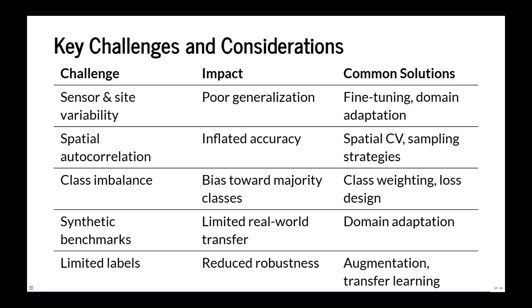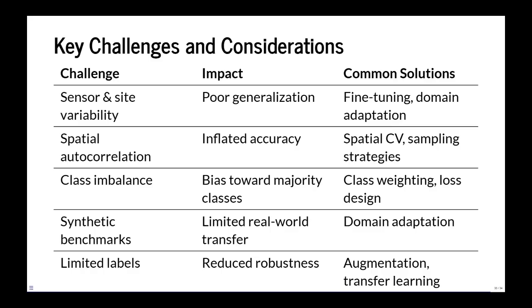We also often have class imbalance in these real world examples, and this often results in a bias towards the majority classes, where the minority classes are just not being predicted at a high level of accuracy. So with these things, we can often introduce class weighting or different loss designs to mitigate some of these issues.